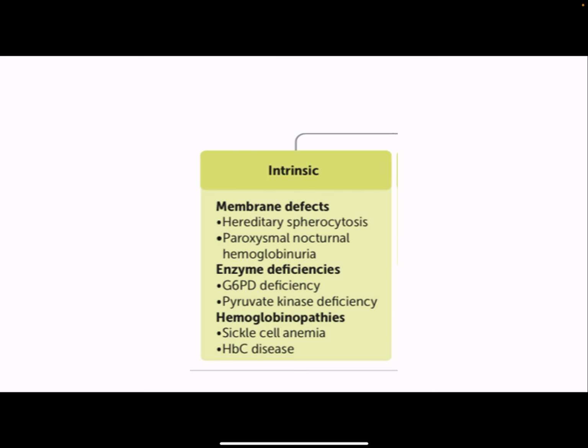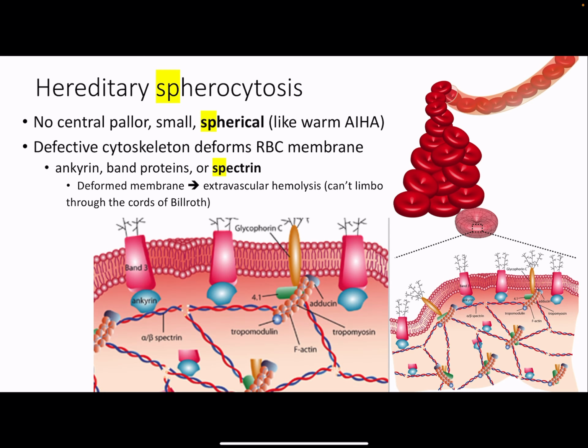So that was extrinsic. Let's look at intrinsic. So these are mostly genetic defects of the red blood cells themselves that make them deformed, which often makes the spleen want to take them out of commission. So hereditary spherocytosis. So SP for spherocytosis.